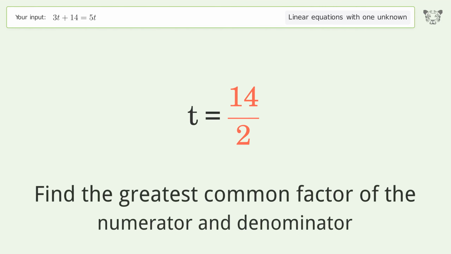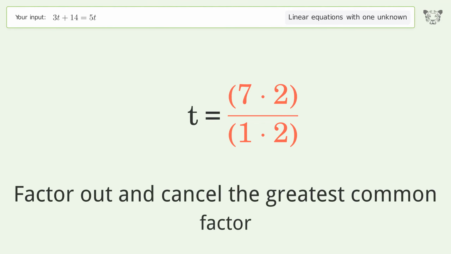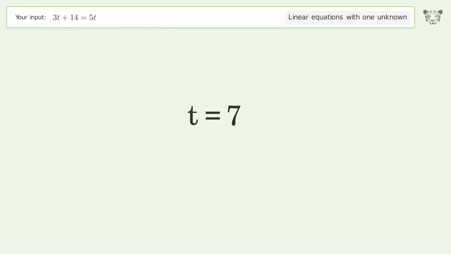Find the greatest common factor of the numerator and denominator. Factor out and cancel the greatest common factor. And so the final result is t equals 7.